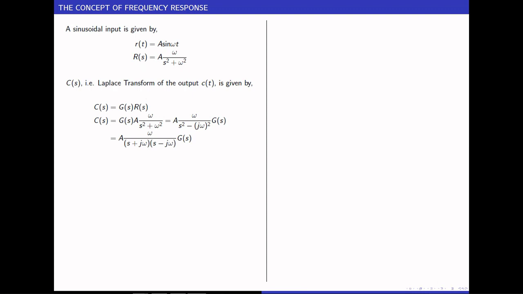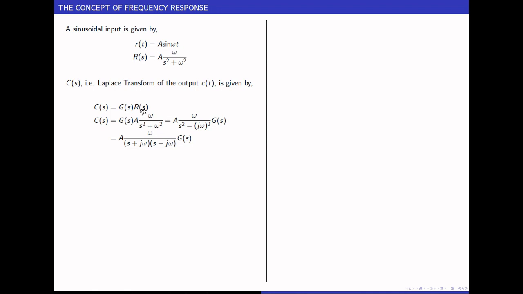As we do in time domain analysis, our objective is to find the response in time domain, but we are interested in the steady state response. Anyhow, let us proceed as we do in time domain analysis. What do we do? We take G of s and multiply it with R of s, and that gives C of s. Let me do the same thing here.